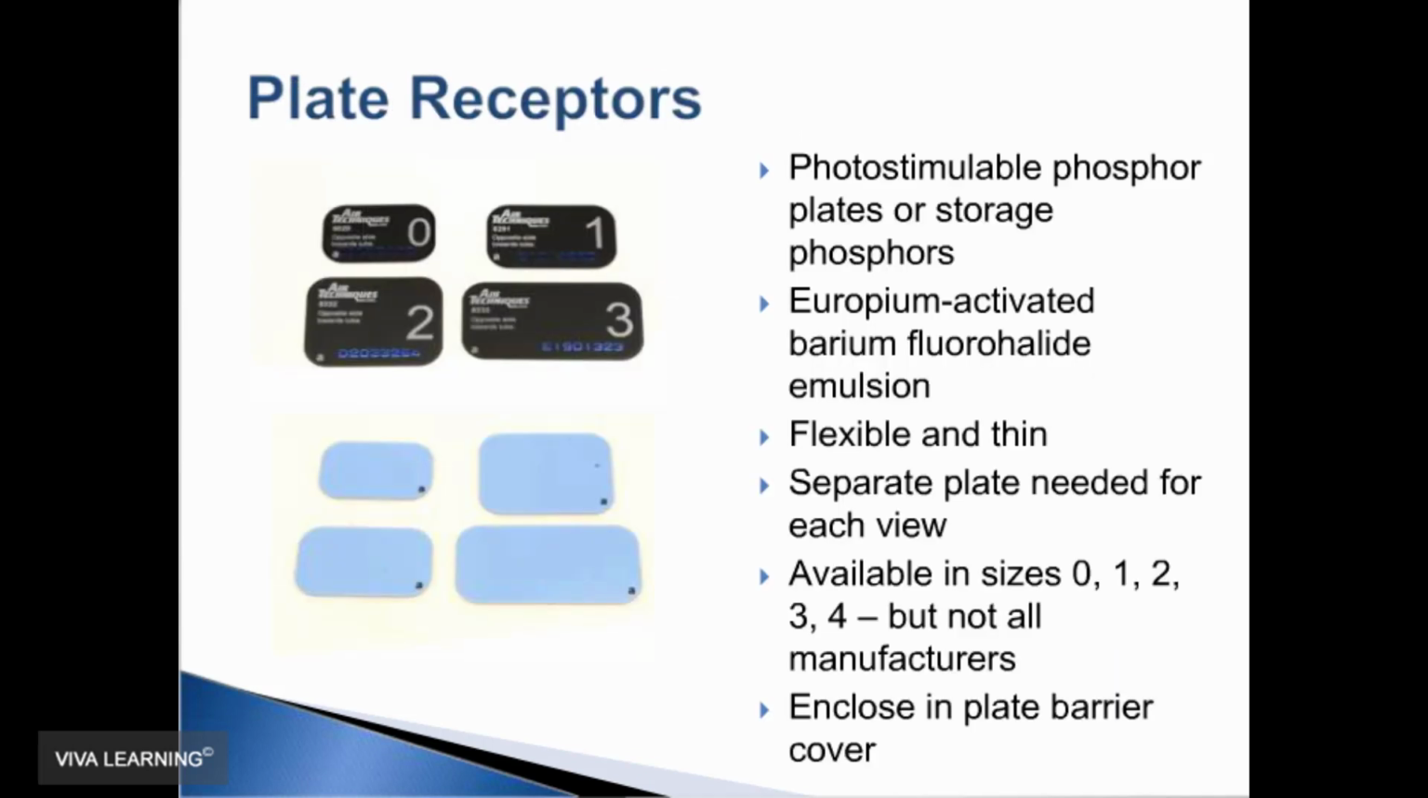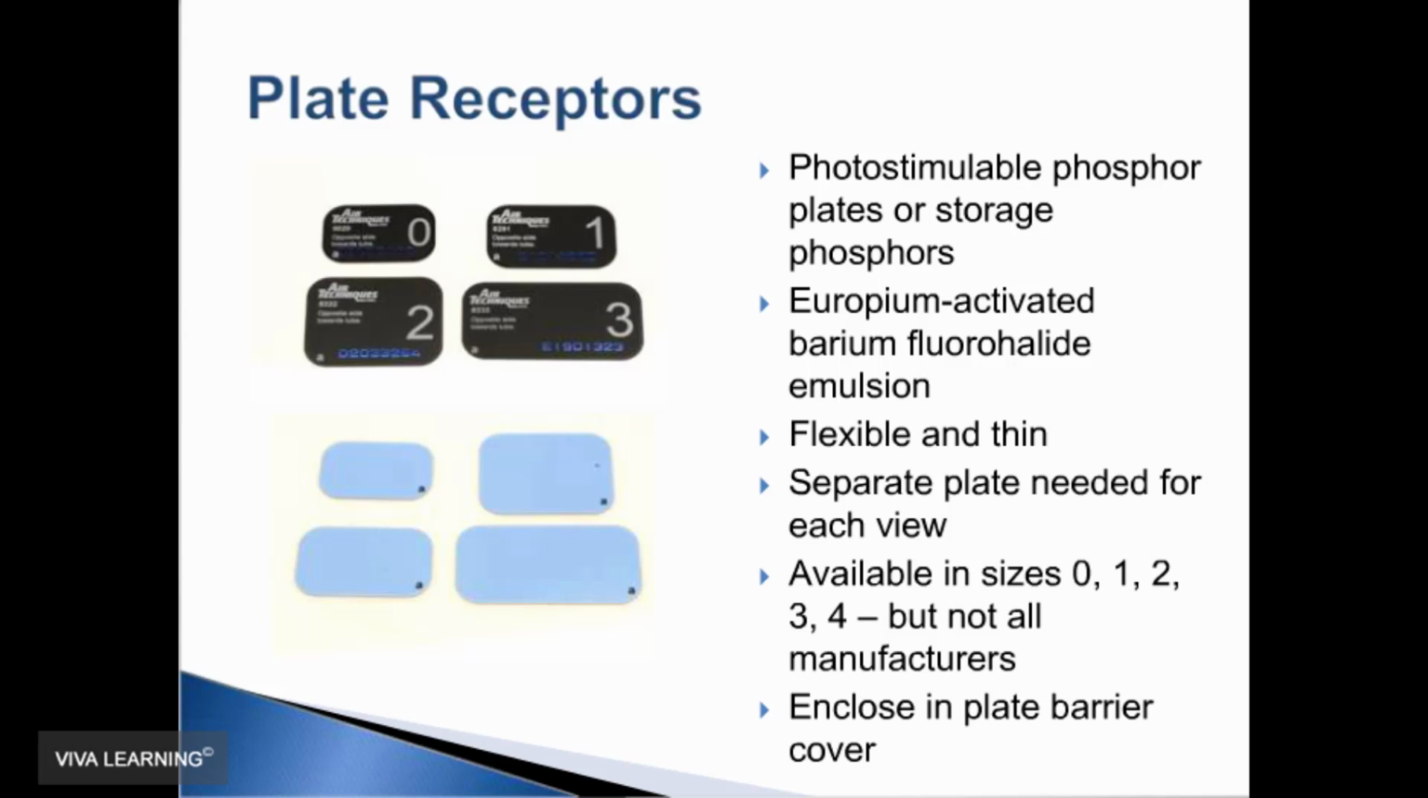Plate receptors are very comparable to film in that they have an emulsion, and you can see that here on this slide. The blue area is the emulsion. The emulsion of these phosphor plate receptors is europium-activated barium fluorohalide, and this is what stores the image on the receptor until it is scanned by a laser scanner and the image is offloaded from the plate. These receptors are thin and flexible, and much like film, you would need a separate plate for each view that you take in the mouth.